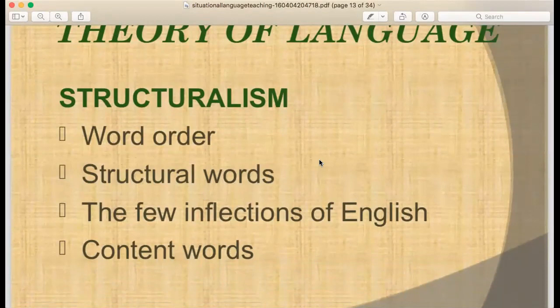Few inflections of English. And do you know what inflections are? What are inflections in English? If I give you a hint, it has to do with morphology. What are inflections?